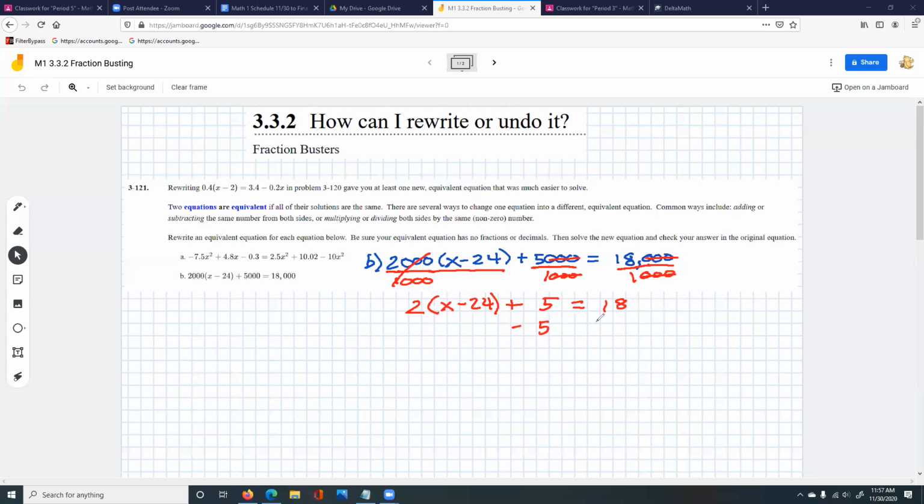So let's go ahead and minus 5 first from both sides like this. And when I minus 5, I'm going to get 2 times x minus 24 equals 17. Okay, instead of multiplying the 2 out, I want to undo the 2. So since this is 2 times x minus 24, I'm going to divide by 2 to undo that 2. That's going to give me x minus 24 equals 17 divided by 2, 8.5.